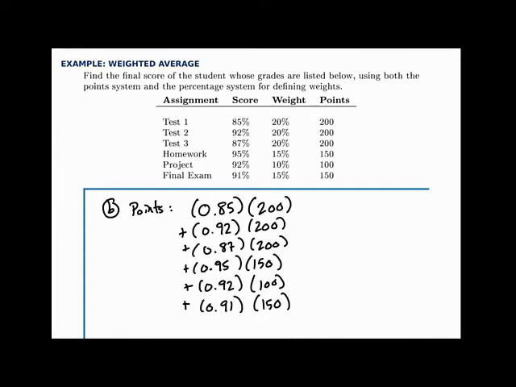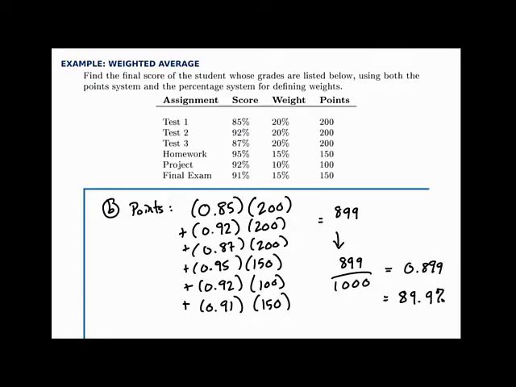And once we multiply and add all those up, we get 899 points. So they earned a total of 899 points, and then when you divide that out of the total number of points they could have earned, which was 1,000, they get 0.899, which again works out to 89.9%.